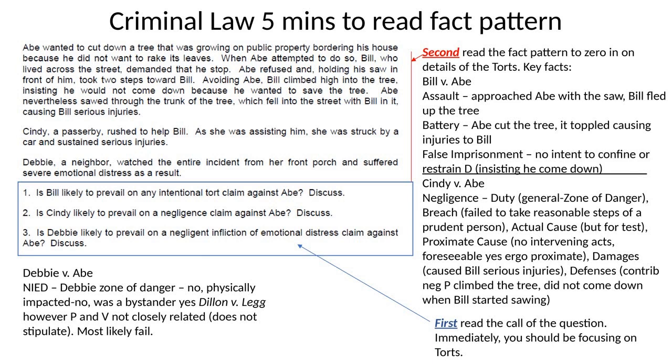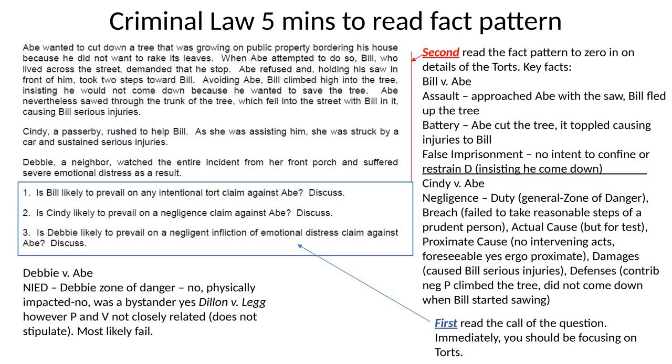All right, so as you're reading this, Bill versus Abe, let's go up to the fact pattern. Abe wanted to cut down a tree that was growing on public property bordering his house because he did not want to rake its leaves. Well, that's reasonable. When Abe attempted to do so, Bill, who lived across the street, demanded that he stop. Abe refused and, holding his saw in front of him, took 2 steps towards Bill. Avoiding Abe, Bill climbed high into the tree, insisting he would not come down because he wanted to save the tree. Abe nevertheless sawed through the trunk of the tree, which fell onto the street with Bill in it, causing Bill serious injury. Cindy, a passerby, rushed to help Bill. As she was assisting him, she was struck by a car and sustained serious injuries. Oh, poor Cindy. Debbie, a neighbor, watched the entire incident from her front porch and suffered severe emotional distress as a result.